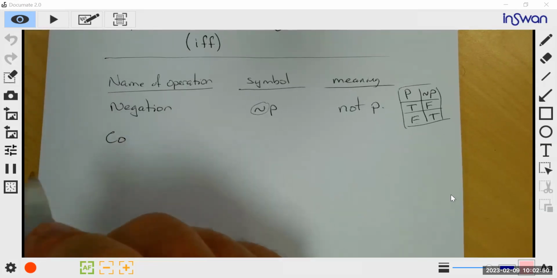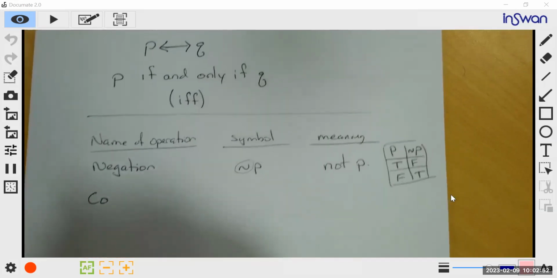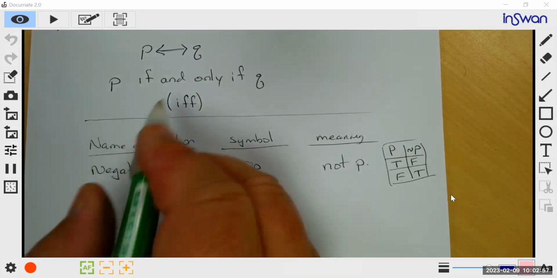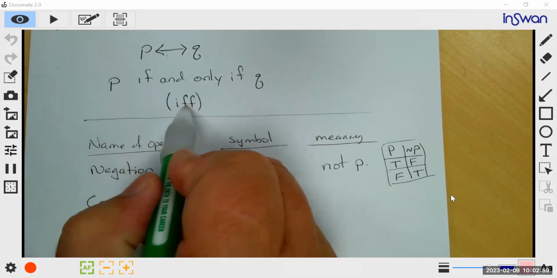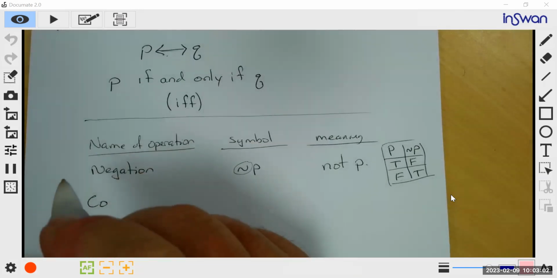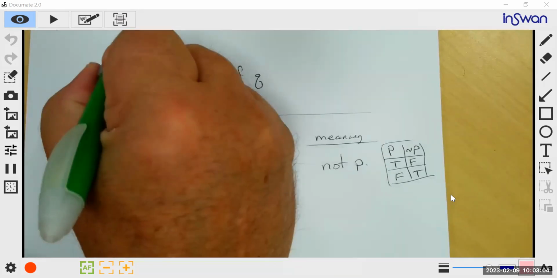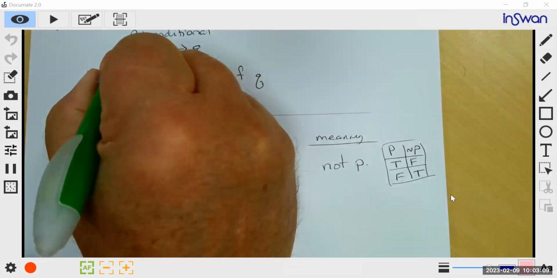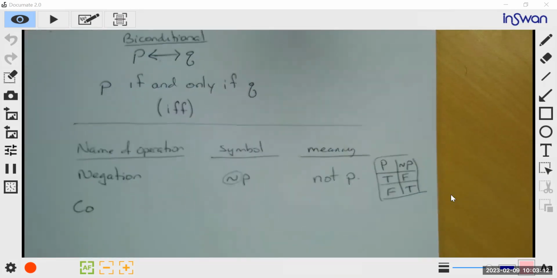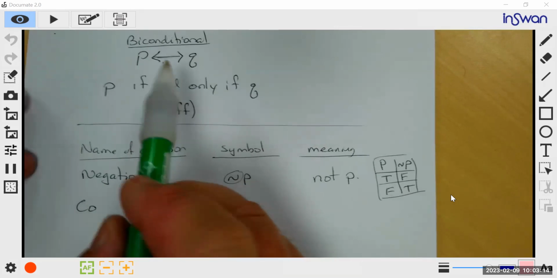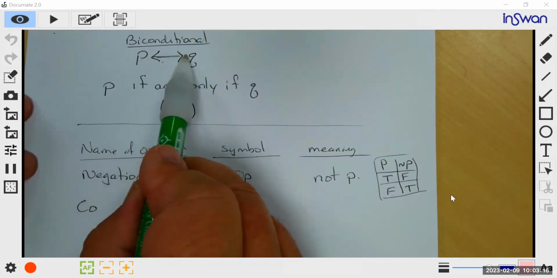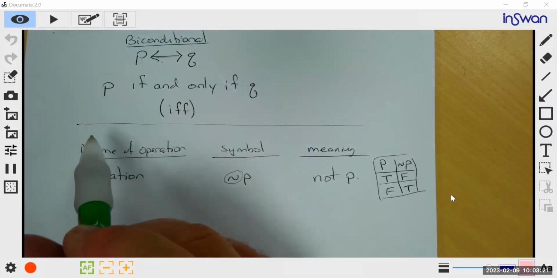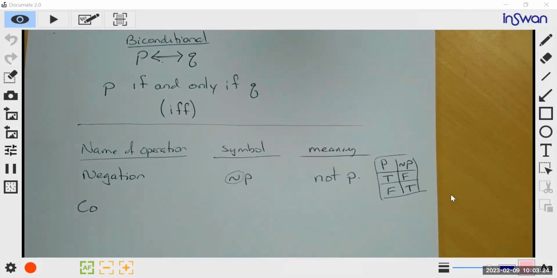Is that the symbol for biconditional? Yeah, that's biconditional. Another way of saying it, whenever you see if and only if, that means biconditional. Because we have two conditions. In order to prove this, you have to prove that if P then Q, and then you have to prove if Q then P. And they have to have the same answers. If we do a truth table, they have to have the same truth table.